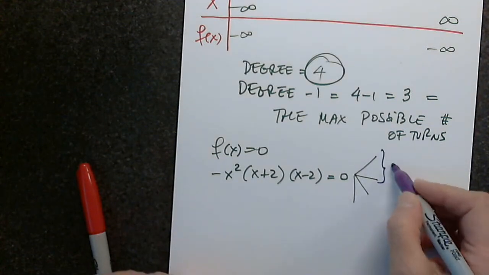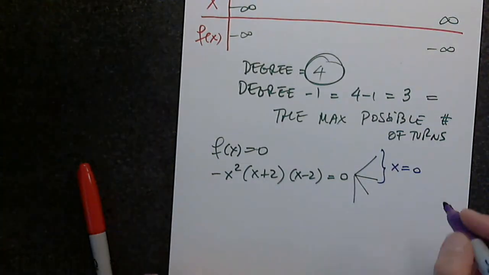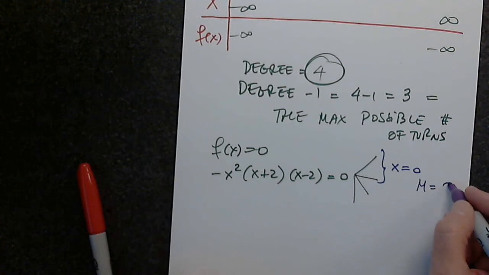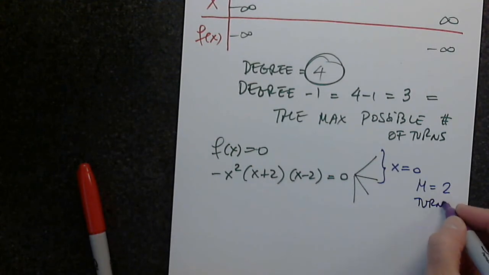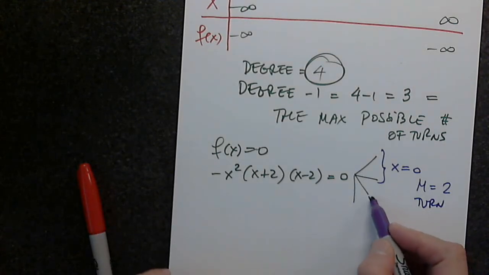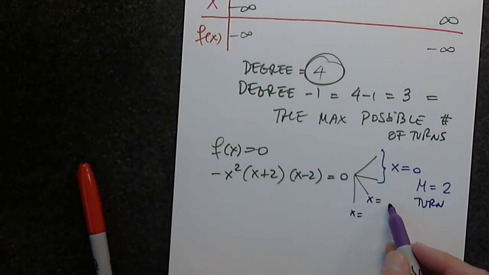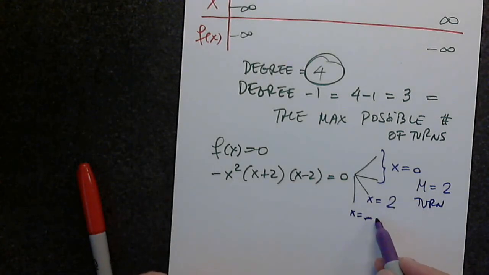Yes. Excellent. What is the multiplicity? What does that mean? What does multiplicity do? Always. Is it a turn or a cross of the x-axis? Awesome. Because we know x squared has 2 solutions at 0 and it turns. Awesome. And then we have x equals 2 and x equals negative 2.